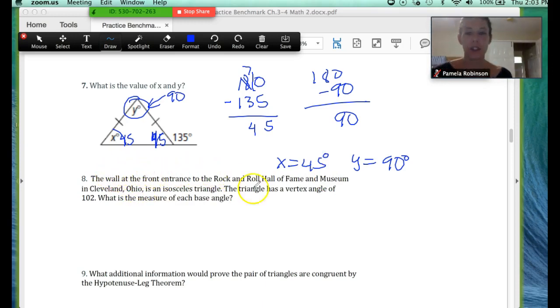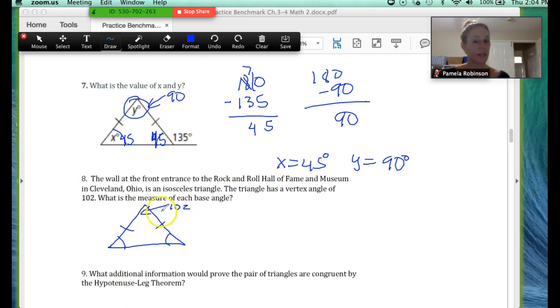The wall at the front entrance of the Rock and Roll Hall of Fame and Museum in Cleveland, Ohio is an isosceles triangle. Like this guy, let's draw him. Yay, isosceles, okay. The triangle has a vertex angle of 102. What is the measure of each base angle? Well, what's the vertex angle? What's the base angle? These are my base angles because I have an isosceles triangle. So that would make this my vertex angle, which is 102.